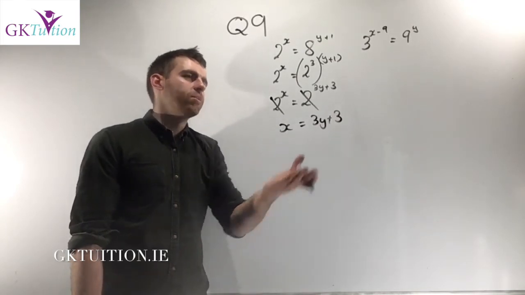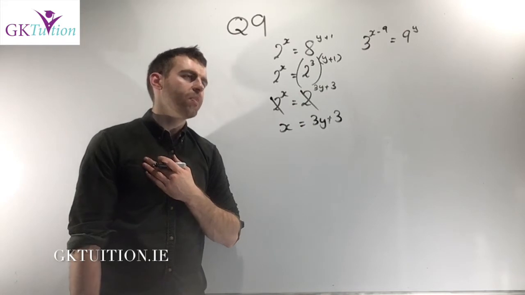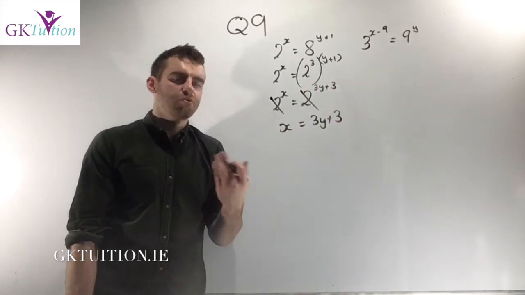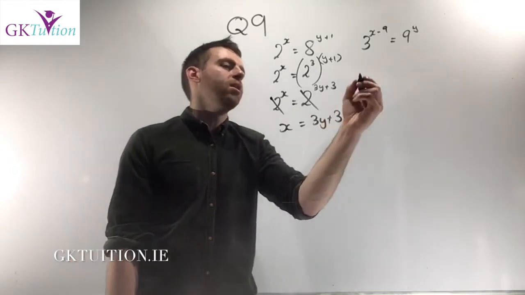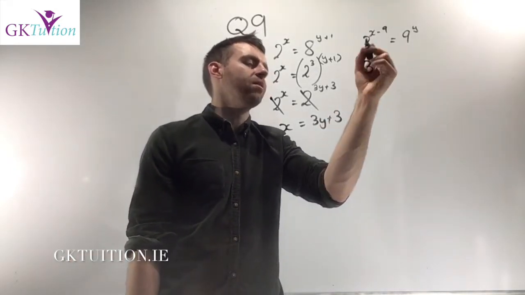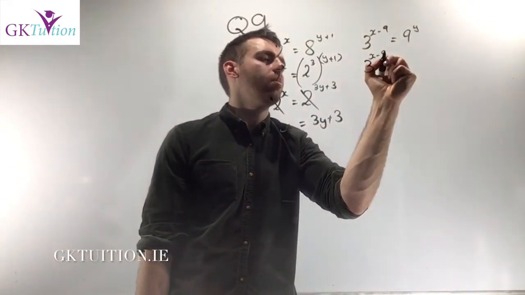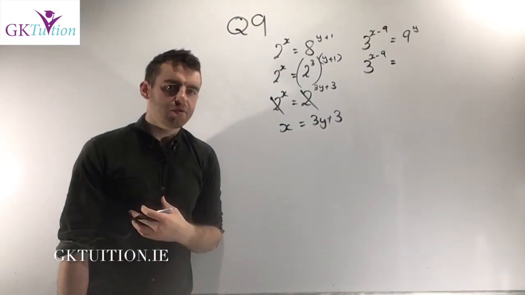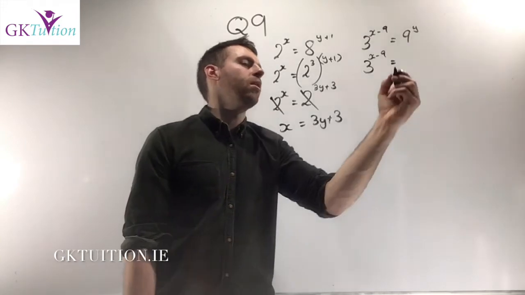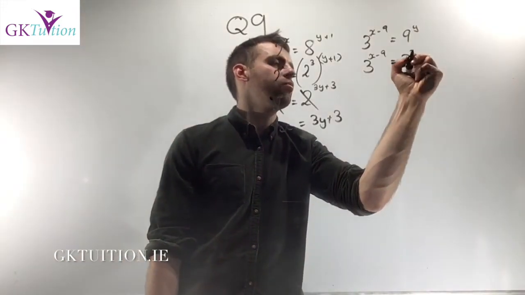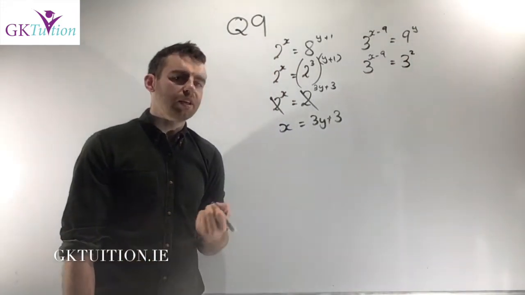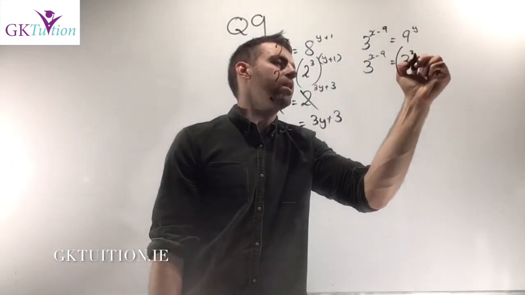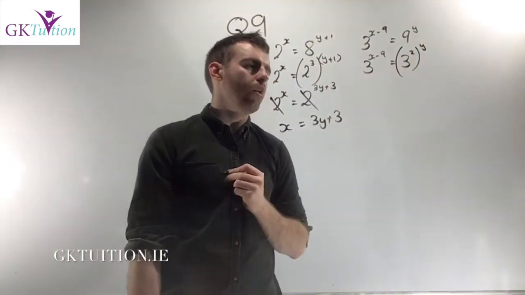I just need to do something similar on the right hand side. Clearly on the right hand side here, I want to get both of these as 3 to the power of something. I'll leave the left hand side exactly as it is, as 3 to the power of x minus 9. And instead of a 9, I need to have that as 3 to the power of something. I'm sure you're all clear that 9 is the same as 3 squared, 3 multiplied by 3 is 9. Which tells me that 9 to the power of y is the same as 3 to the power of 2, all to the power of y.